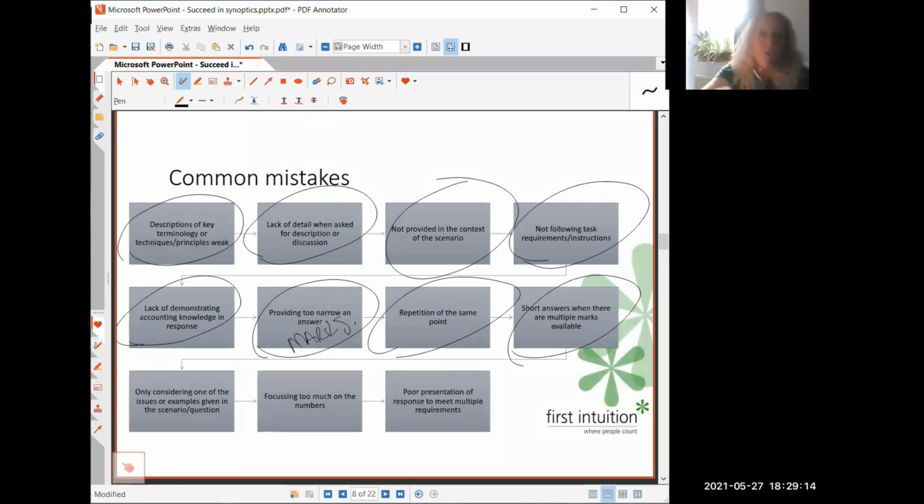Only considering one of the issues or examples. So I mentioned this: you've got 4 issues, you pick up on 1, you're really limiting yourself.